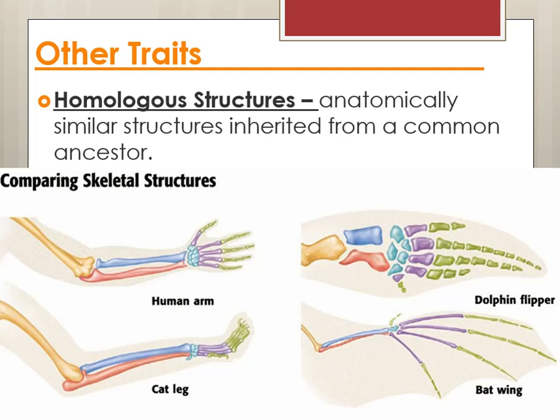Other traits that we can look at, there's several different ones that you can look at to look for similarities. And the first one is pronounced homologous structures. So these are anatomically similar structures that are inherited from a common ancestor.